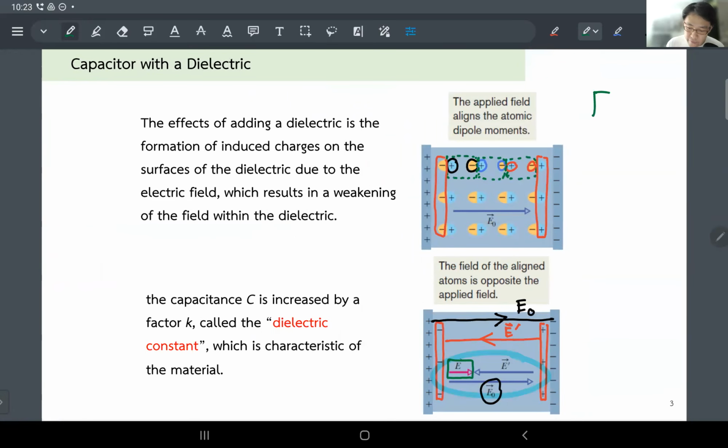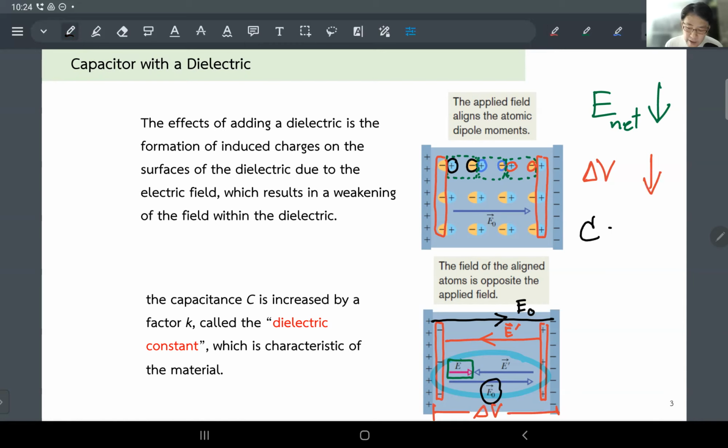So now, what will happen to the whole thing? Your electric field, let me call it the net one, is smaller. It's reduced. So I'm asking you, hey guys, what will happen to the potential difference? Is it going to increase or decrease? Okay. Very good. The electric field is lower, so the potential is going to be lower too, right? That's hand in hand.